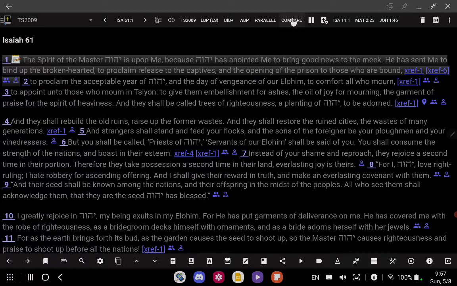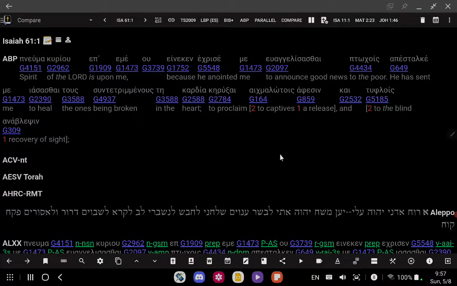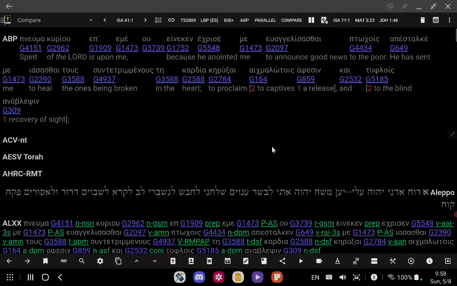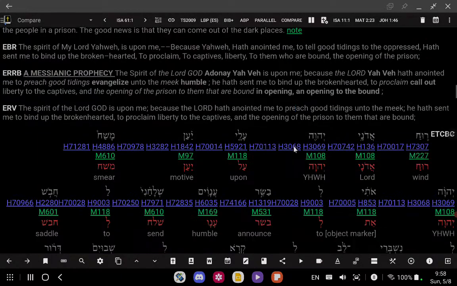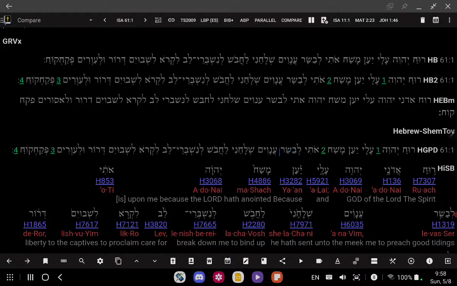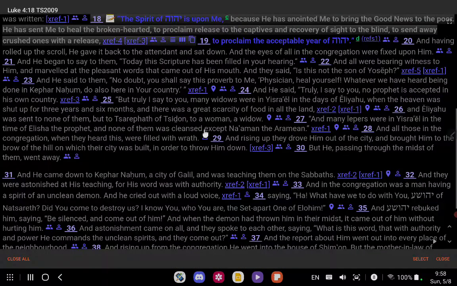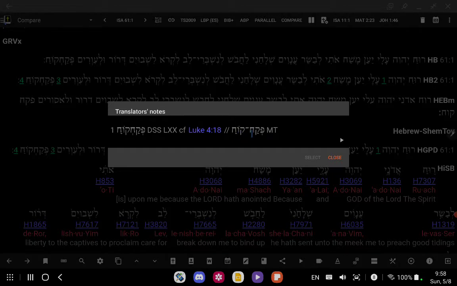But what's missing here is, if we click on compare, we'll see that what's missing is the healing of the blind, the recovery of the sight of the blind. That is not in the Masoretic text. So let's go back to compare. Let's come back down here. And let's see. And it looks like it might be related to what this is.